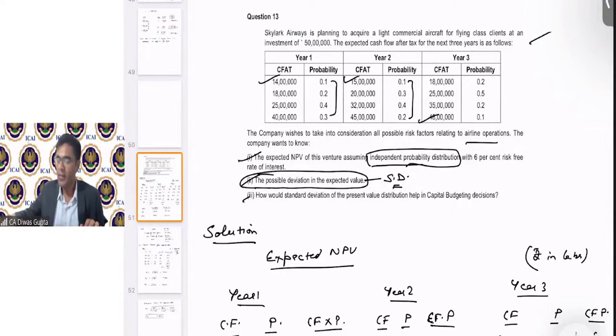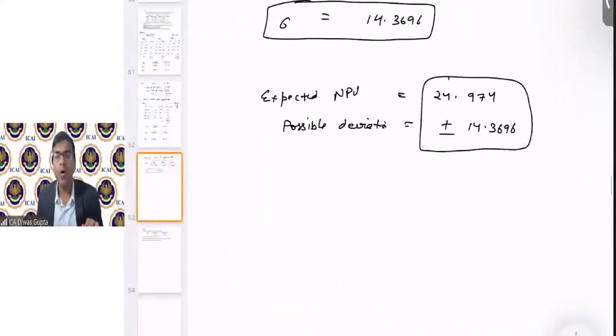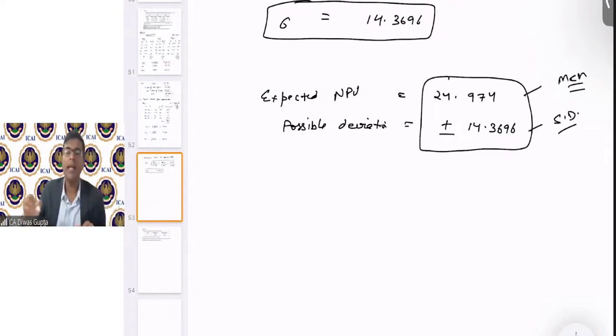Correct. And as I told you, in this case we have a clear answer that although your best possible expected NPV is 24.79974, with the standard deviation we can say that the upper and the lower range will be plus minus 14.3696. Further, we can also add to our knowledge from the coefficient of variation, since we have both standard deviation and mean here. This is mean and this is standard deviation. What is likely to be the coefficient of variation?